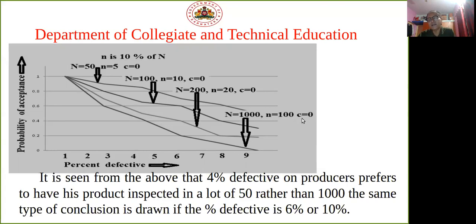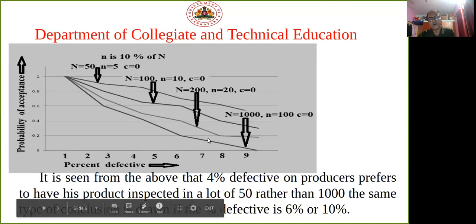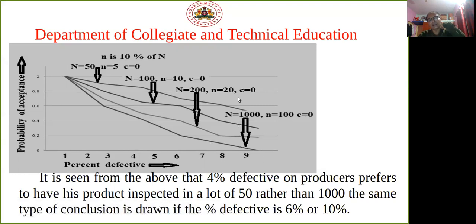So here the customer says that if this is a lot and you have taken the sample, there should not be any defective. So the number of defectives should be less than or equal to 0. This is what curve 1 indicates.